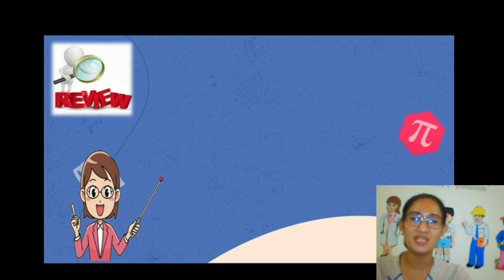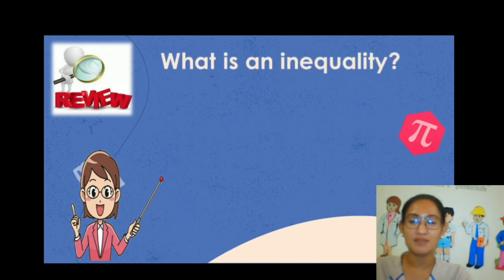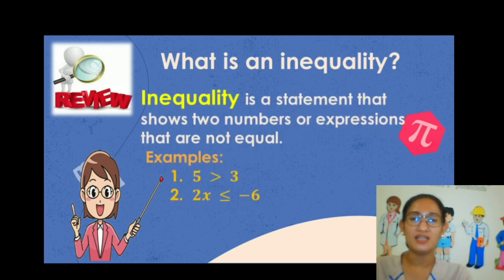Now let's proceed with inequality. But before that, let's review first what an inequality is. An inequality is a statement that shows two numbers or expressions that are not equal. For example, 5 is greater than 3. Next, 2x is less than or equal to negative 6. Those are examples of inequality.